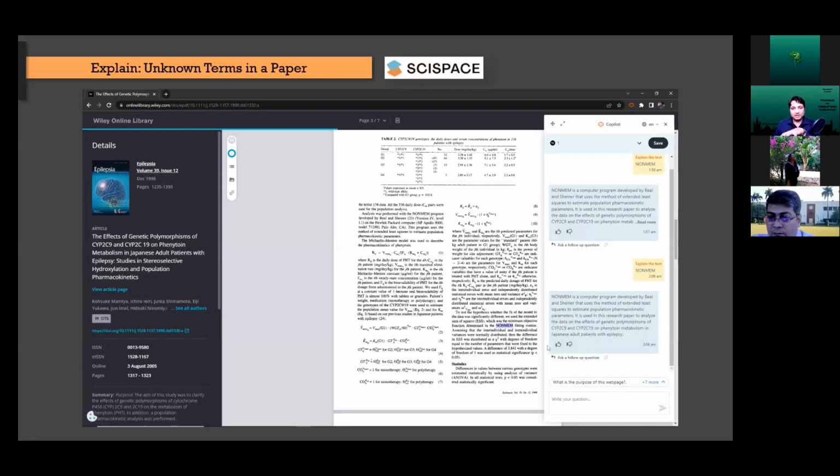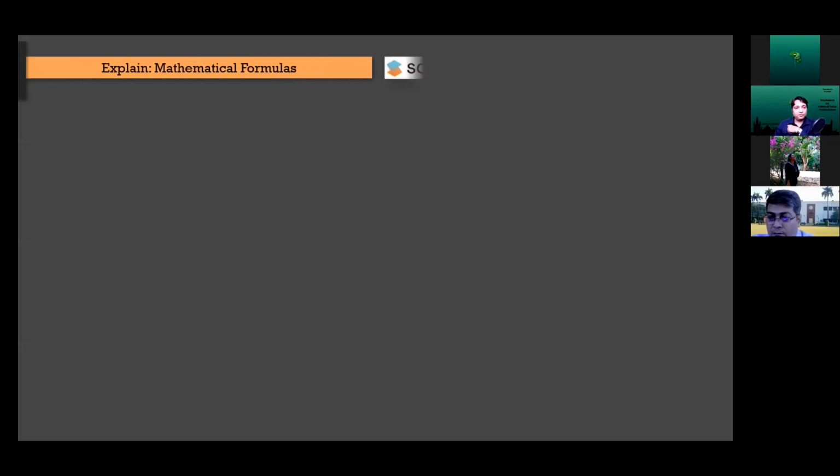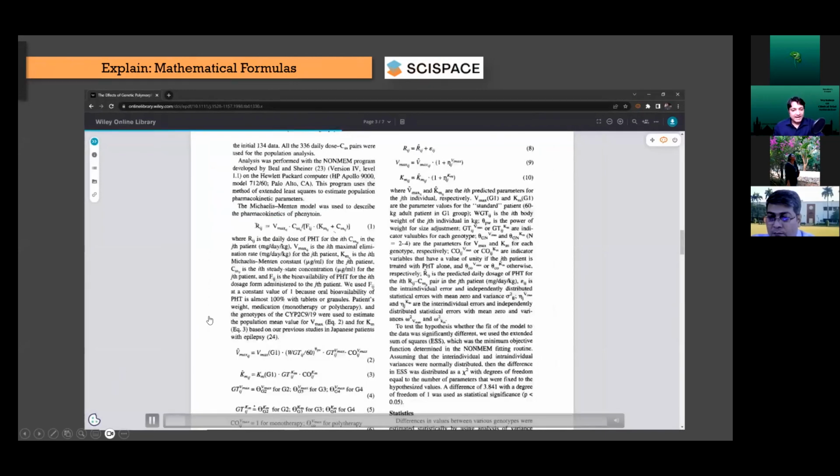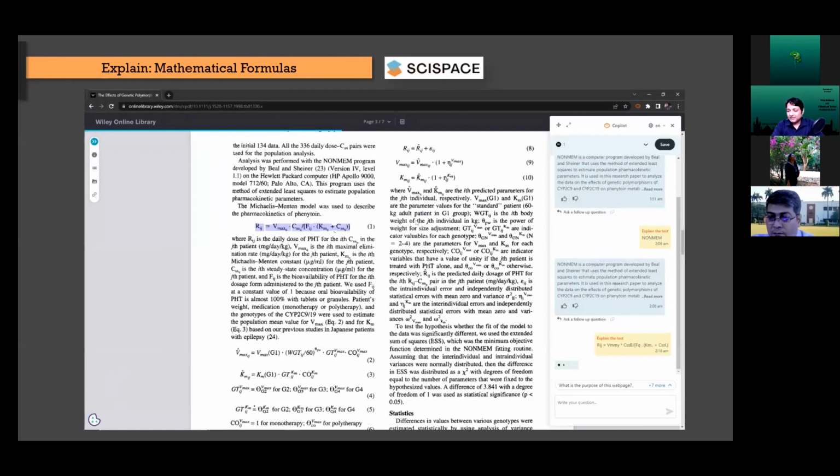So you can also search for the formula, and we all know that we are from a biology background, and how much we are afraid of these formulas. So this tool can also help us in that regard. So we can highlight again the whole formula and then ask it to explain the text. While doing that, it will explain the whole formula. I mean, look at that. It will explain the whole formula.